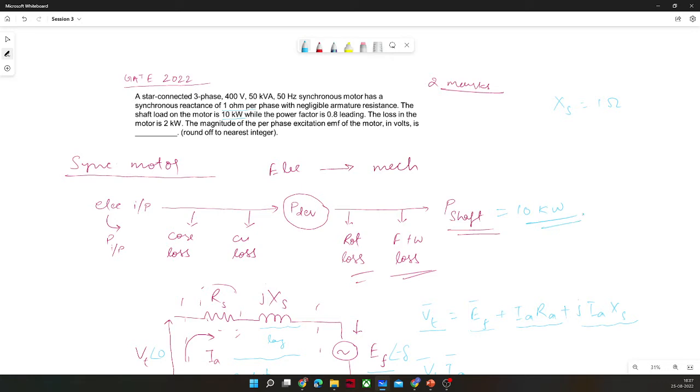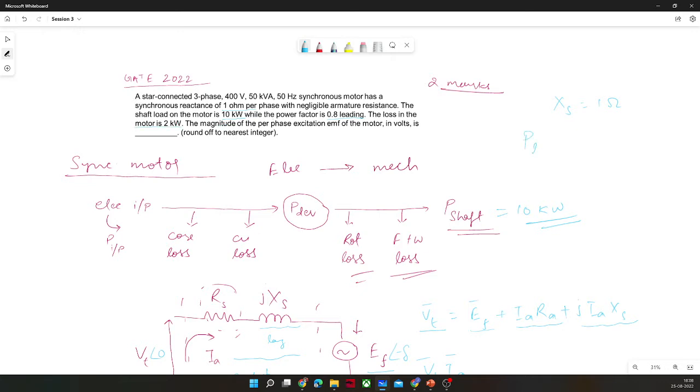And power factor is leading. So it is a tricky question where power factor is leading here. Now you have to give special attention to the power factor, because the general tendency of us students is to solve by considering lagging power factor. So we will take leading into account. Loss in the motor is 2 kilowatt. One more catch: they haven't mentioned which loss, mechanical loss, electrical loss, core loss, or copper loss. They just mentioned that the total loss in the motor is 2 kilowatt.